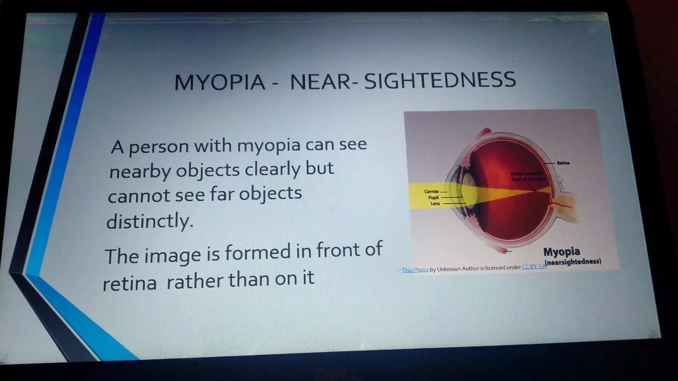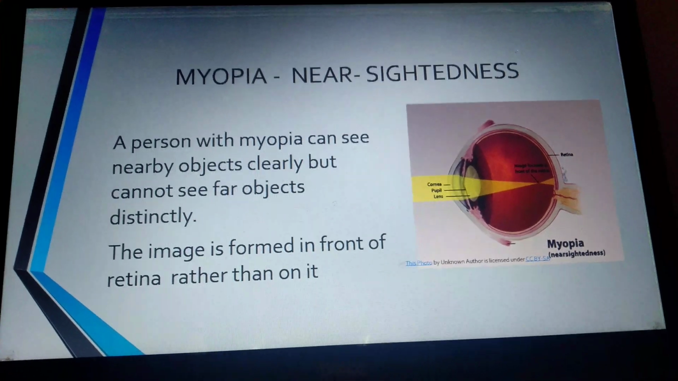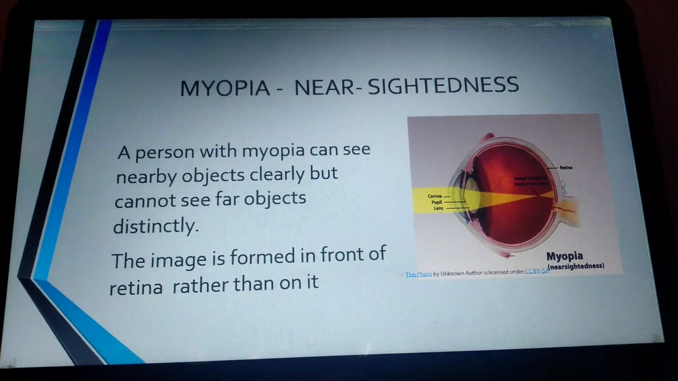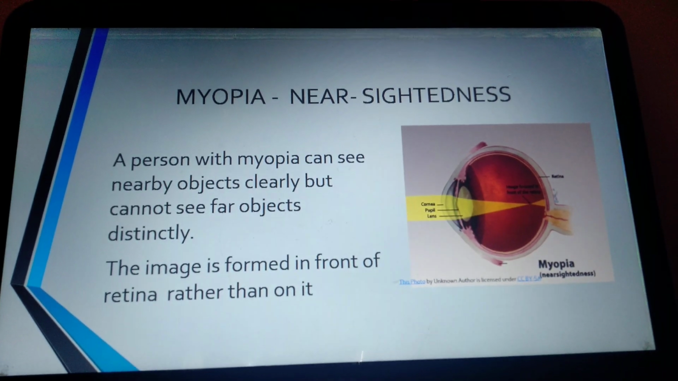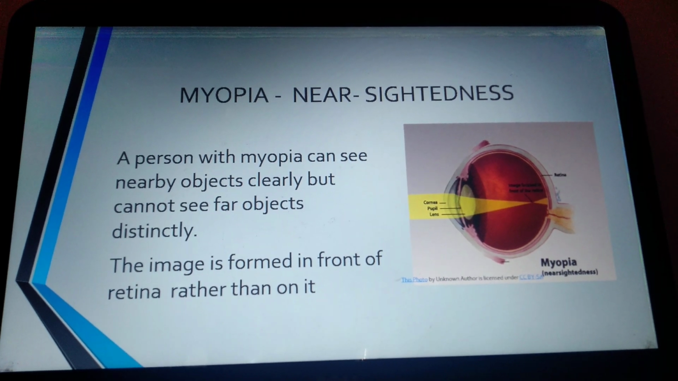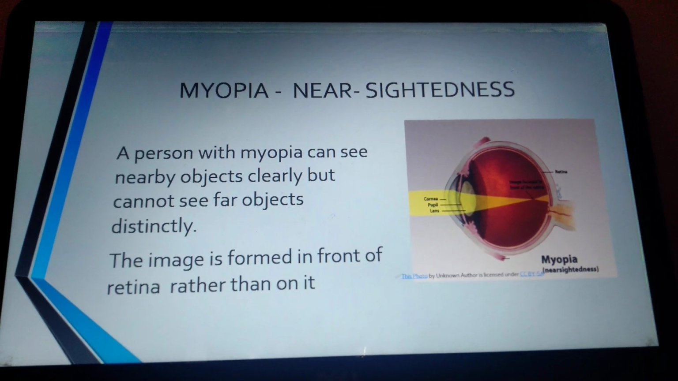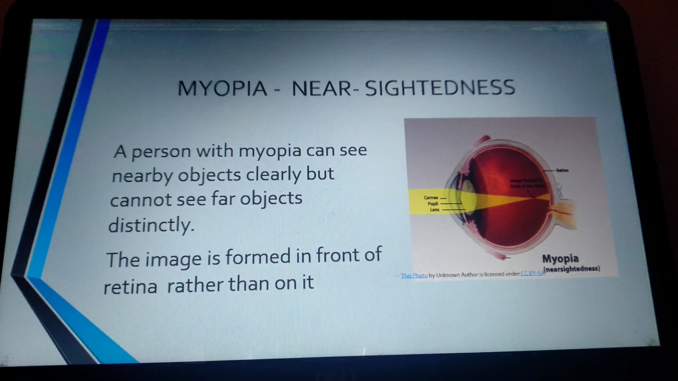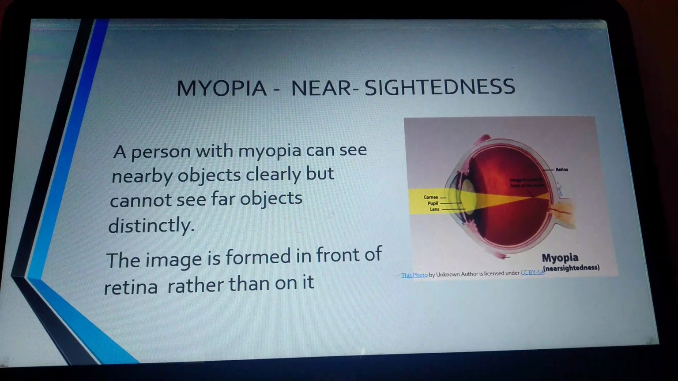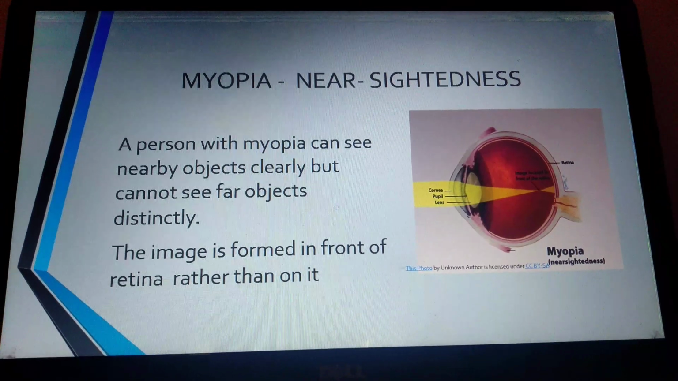A person with myopia can see nearby objects clearly but cannot see the far objects distinctly. So what do you mean by this? This is because their far point. Do you know what the far point and near point for our eye are? The near point is 25 centimeters and the far point is infinity. So a person with myopia has a far point which is less than infinity. It is for that reason that they have a defect called myopia. So a person with myopia cannot see the far objects clearly but can see the nearby objects very clearly. This is because the far point for them is less than infinity.